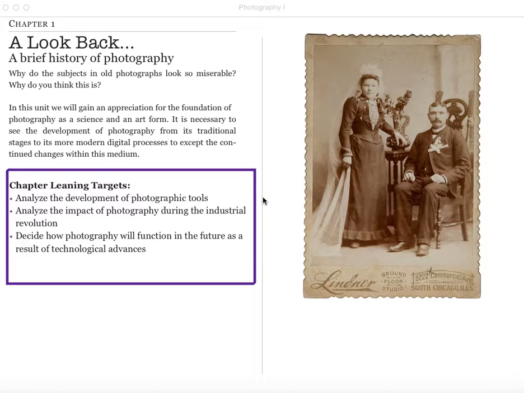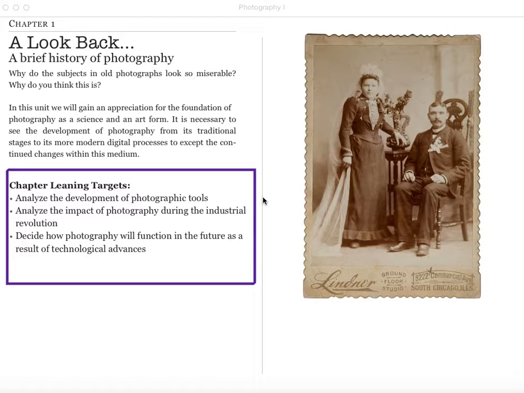I will read the chapter to you. When you hear this sound, turn the page. Chapter 1, A Look Back, A Brief History of Photography. Why do the subjects in old photographs look so miserable? Why do you think this is?